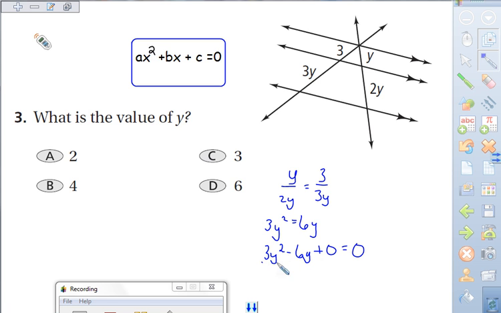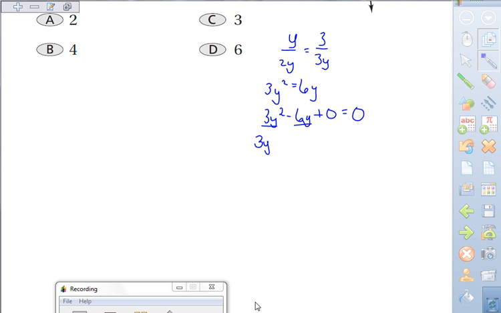So I do see a common factor here. I can factor off a 3y. So if I divide the first chunk by 3y, I'm left with y. The second chunk, I get 2. So now I set the first term equal to 0. I set the second term equal to 0, because we have chunk times chunk equals 0, so one of them has to be 0.